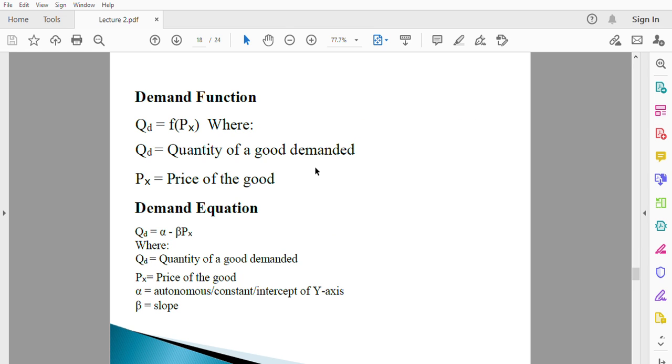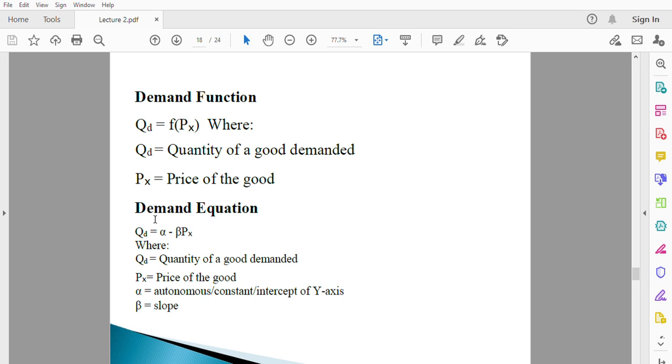Okay, so let's quickly look at a demand function. A function is basically an expression that shows the relationship between one variable and another variable. So quantity demanded is equal to f(Px). This is how a function is expressed. Quantity demanded is a function of the price of x. In other words, quantity demanded is dependent on the price of a commodity called x.